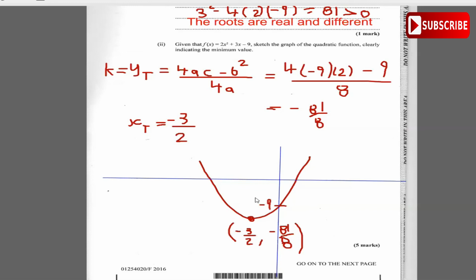That's a sketch of it. So the two roots are there, these are the roots. This is your y-axis, this is your x-axis. Nice and easy.